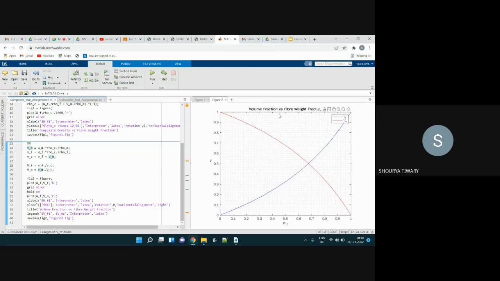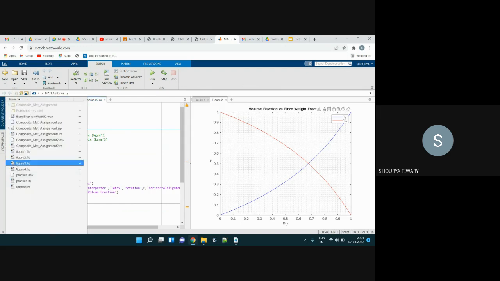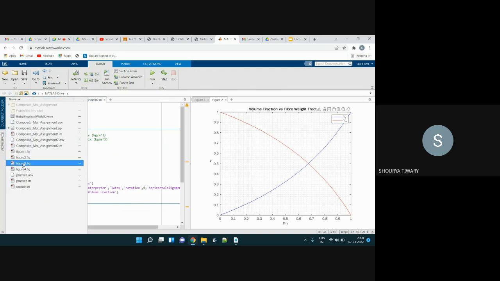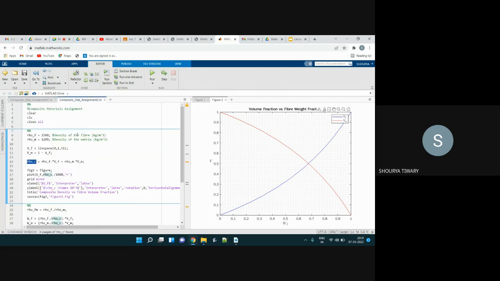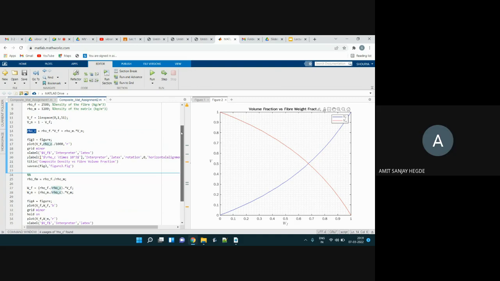So volume fraction by fiber, void fraction. And for the second problem, figure three. Sir, in the slides, the third problem that you've given is the same as what is there in the second problem, sir. Is it so? The numbers are also the same.